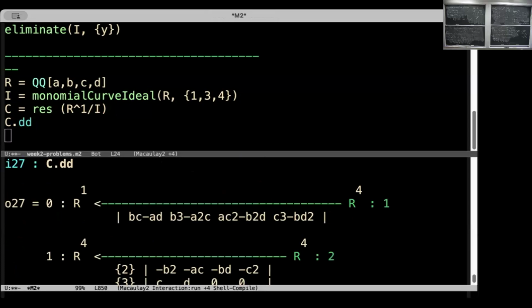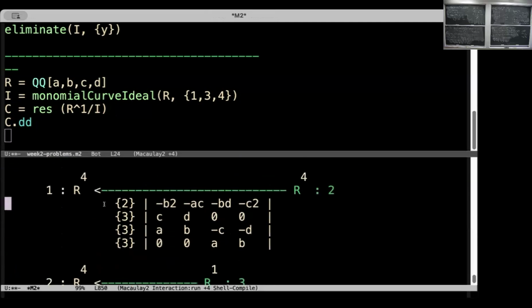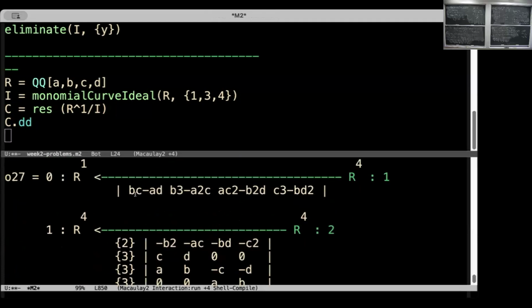Can you see that at all, or should I make it larger? Yeah, I know. So here are the 4 generators, BC minus AD, and then 3 cubics.